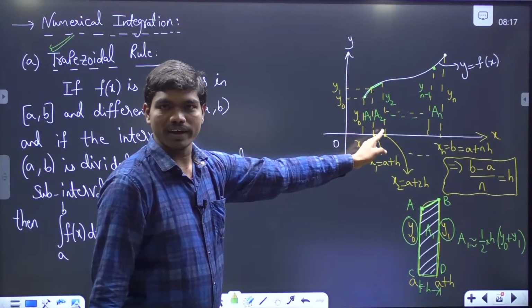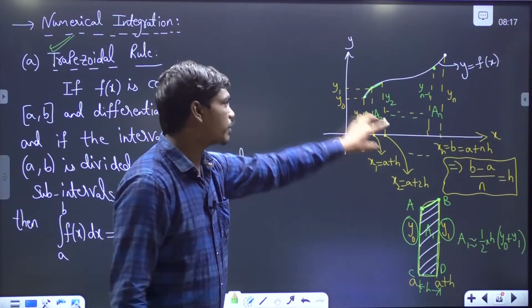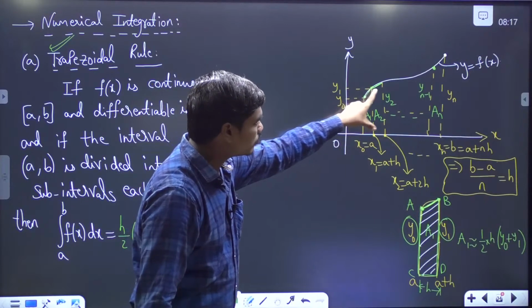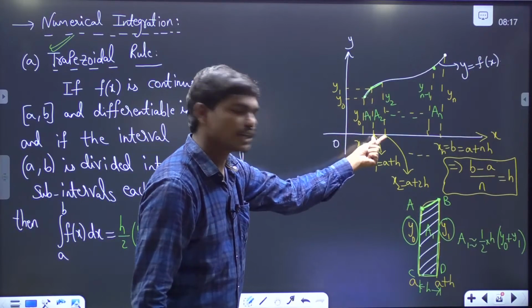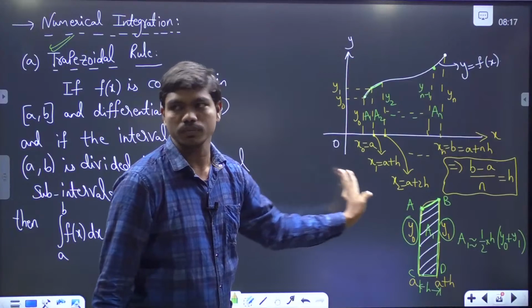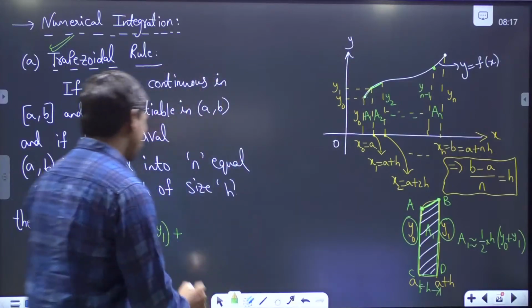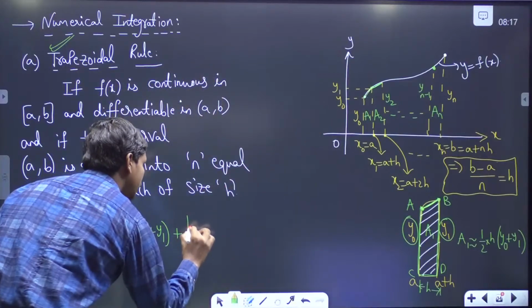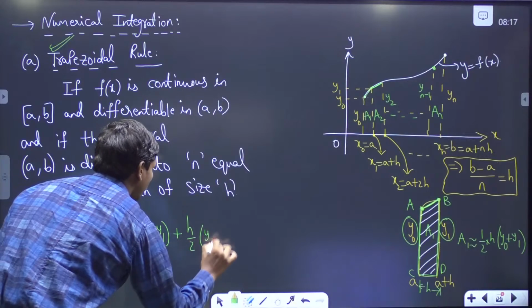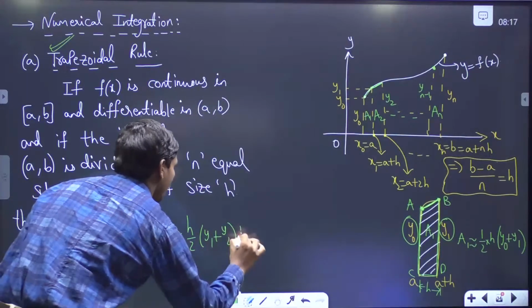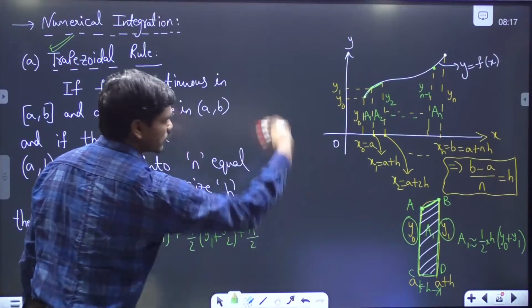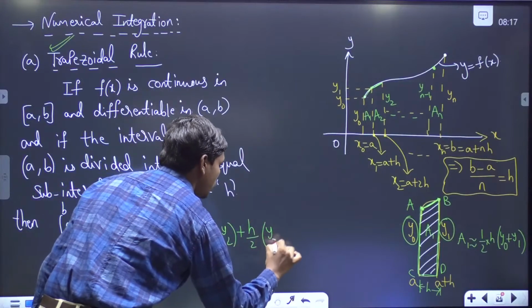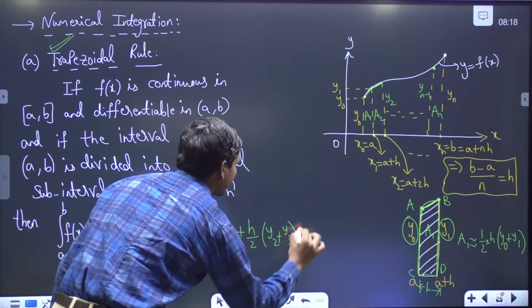H by 2 into Y1 plus Y2. Correct? Because Y1 is the parallel side, Y2 is the next parallel side, and the distance is again H, because we are assuming uniform step size H. So the area of the second trapezium is H by 2 into Y1 plus Y2. Similarly, the area of the third trapezium will be H by 2 into Y2 plus Y3, and so on.